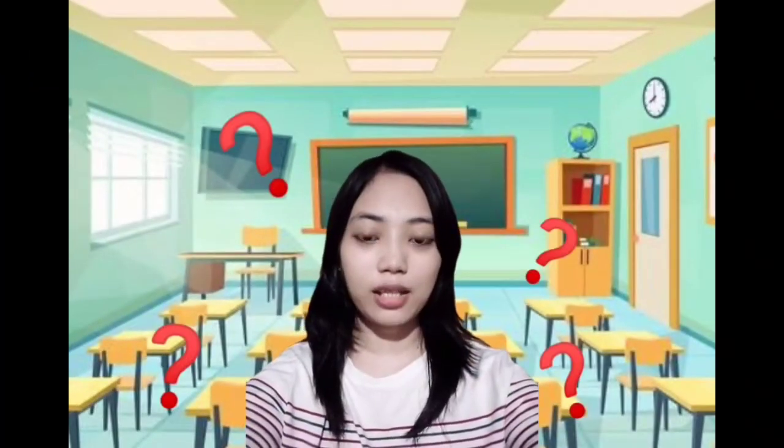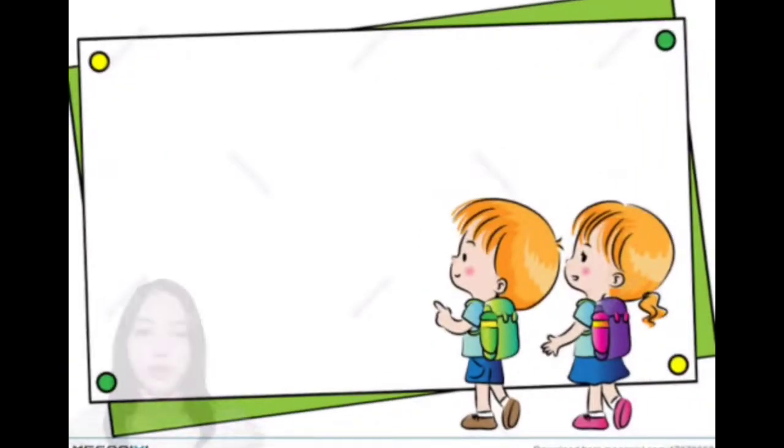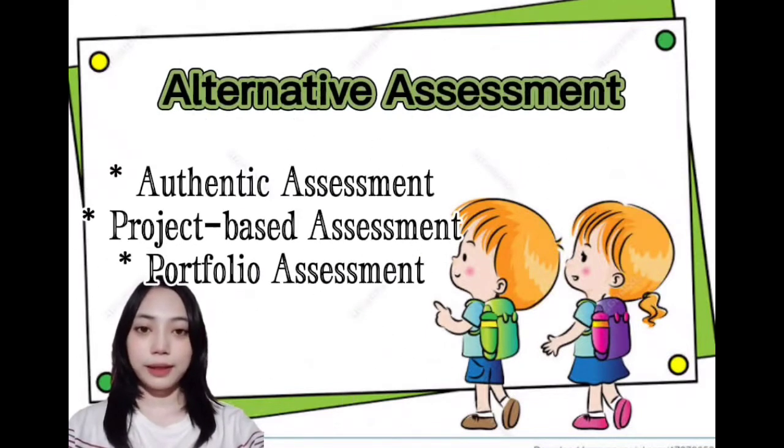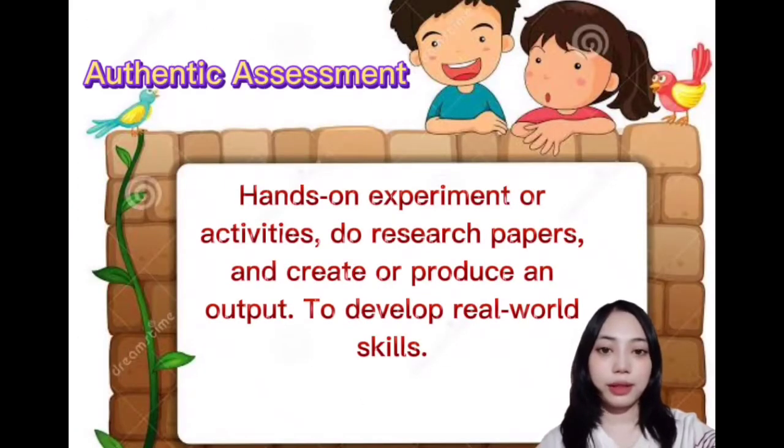There are three assessments under the alternative assessment. So what are those? Those are authentic assessment, project-based assessment, and portfolio assessment. In authentic assessment, these are the hands-on experiments or activities that students do. They also do research papers, and from it, they can create their output. These are to help them experience and develop real-world skills that they may apply in their life.